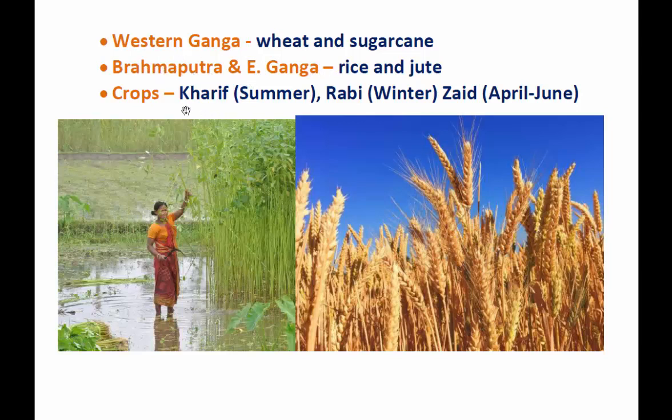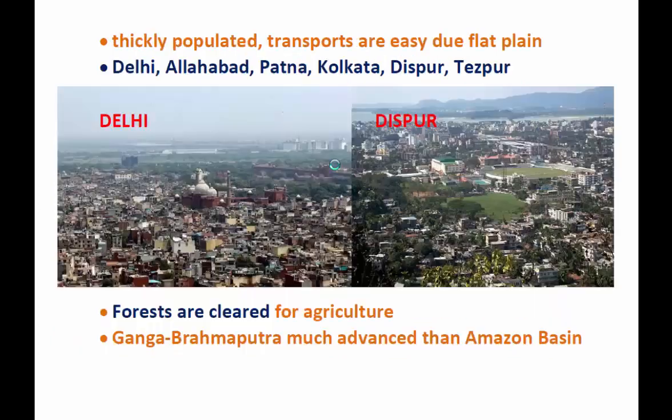In the Ganga-Brahmaputra plains, crops are usually divided into three categories. The first one is Kharif, grown during the summer; Rabi is a winter crop; and there is still another one, Zaid. Zaid means it is grown and harvested between April and June. Alright, let's go to the next one.